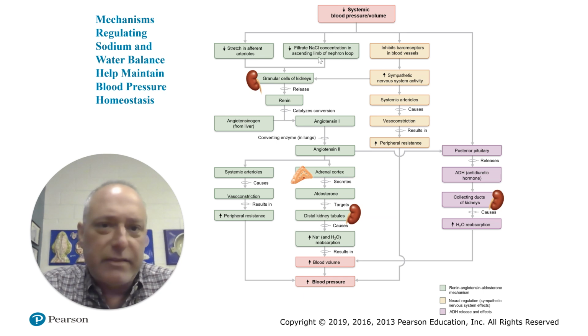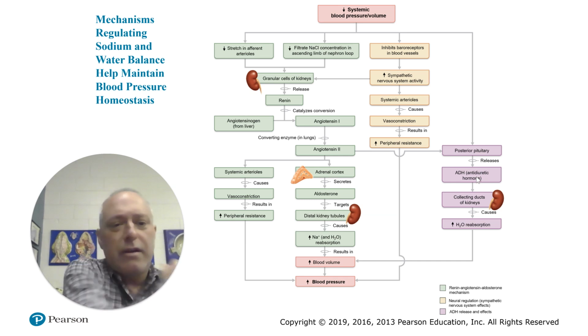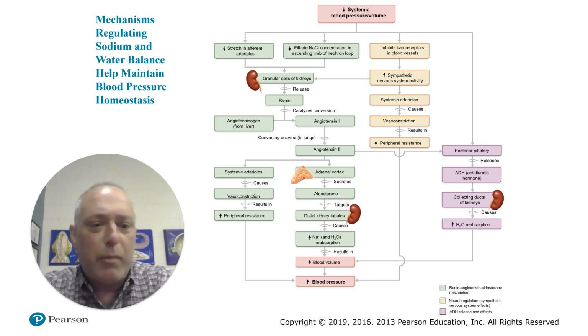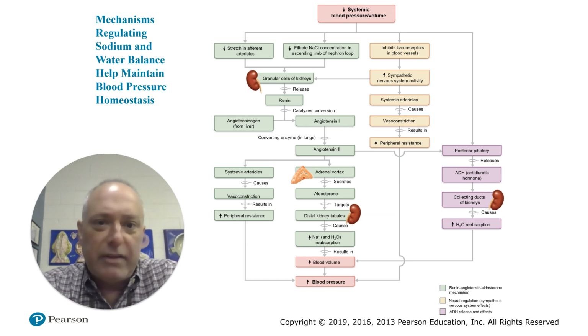So let's summarize what happens with decreased blood pressure. There's decreased stretch. ANP is not released, and that's going to activate the renin-angiotensin-aldosterone system. The decreased blood pressure is going to decrease firing of baroreceptors. That's going to lead to vasoconstriction and increased peripheral resistance. And then the posterior pituitary releases antidiuretic hormone, which is going to increase water reabsorption. So these four different mechanisms will increase blood pressure to homeostatic levels.